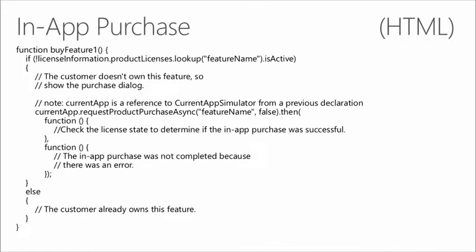So in-app purchases, again, it's the same flow where it's built into the application. I can ask, via license information, the product licenses and look up the particular feature I'm looking for, like you'll see in this JavaScript code. And then I can ask, do they own it or not? If they don't own it, I can request the purchase asynchronously, and that will pop up the UI, either the test UI if I'm testing this locally, or during runtime in a production environment, the Windows Store UI, to prompt them to purchase.